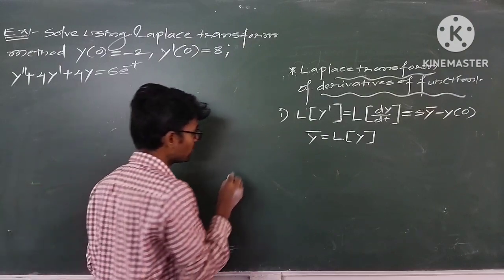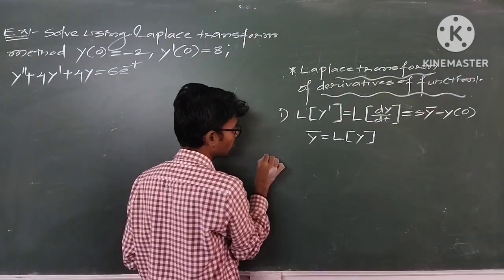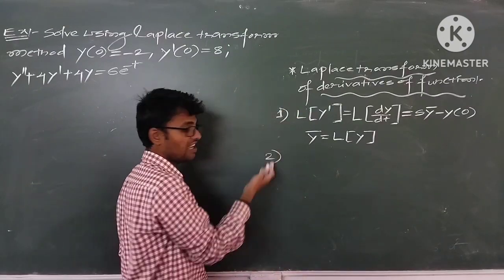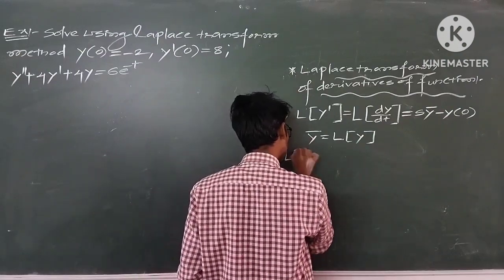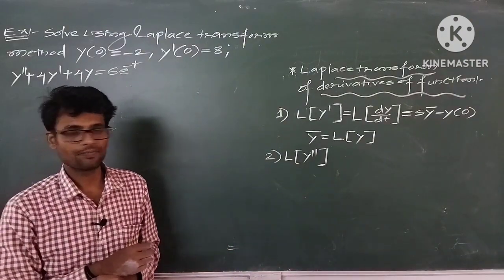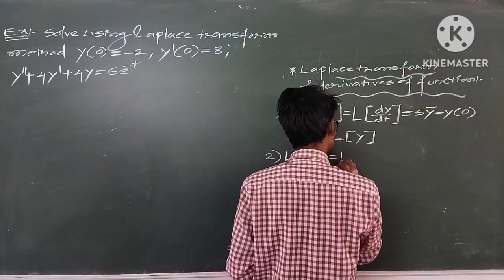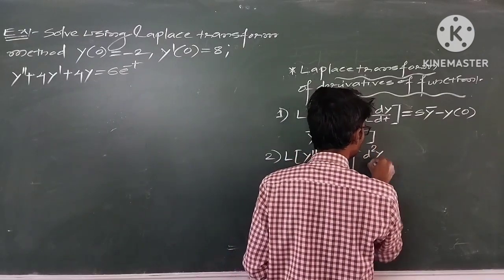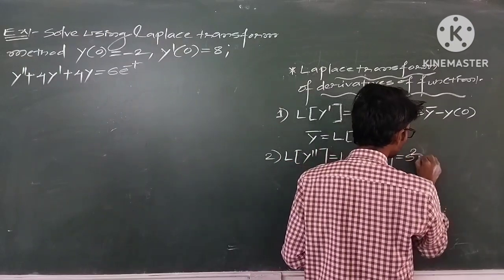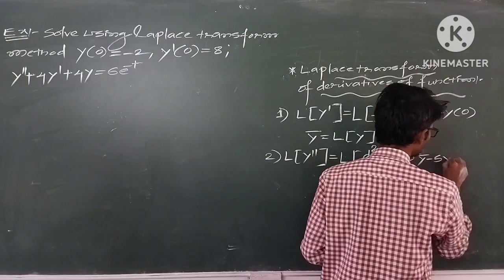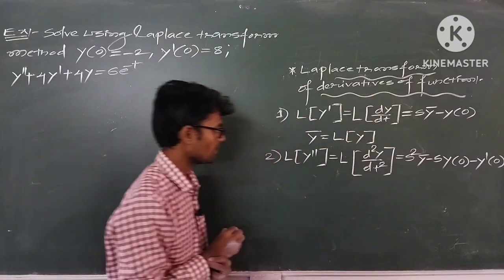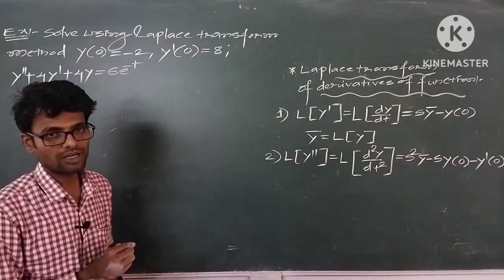Next, the second formula: the Laplace transform of the second order derivative y double dash. This is the Laplace transform of d square y by dt square, which is equal to s square y bar minus s into y of 0 minus y dash of 0. This is the second formula, remember.